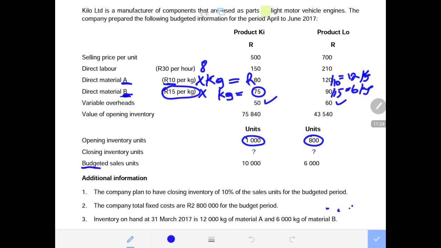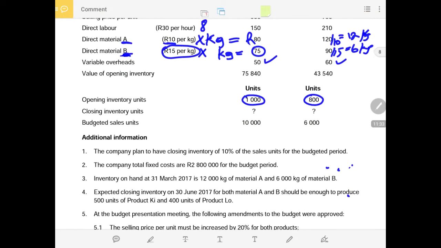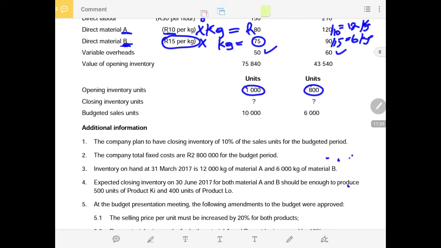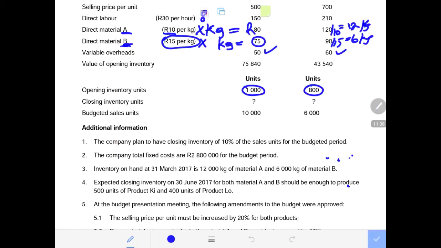We have our budgeted sales, which is 10,000, and 6,000 for product LO. That is our sales that we expect to make during the year. We have additional information provided to us, and this additional information tells us that the company plans to have closing inventory. Remember, for closing inventory, there was a question mark.